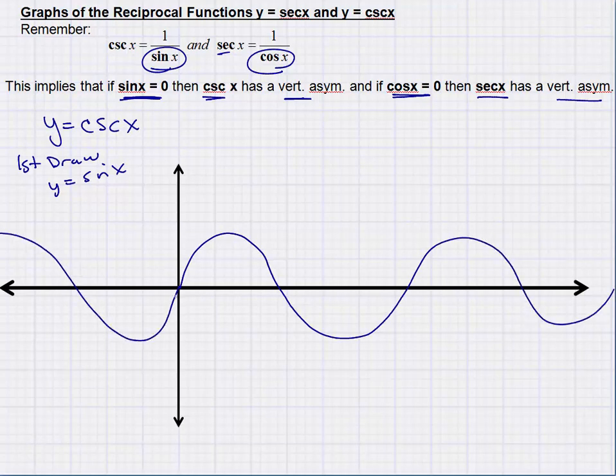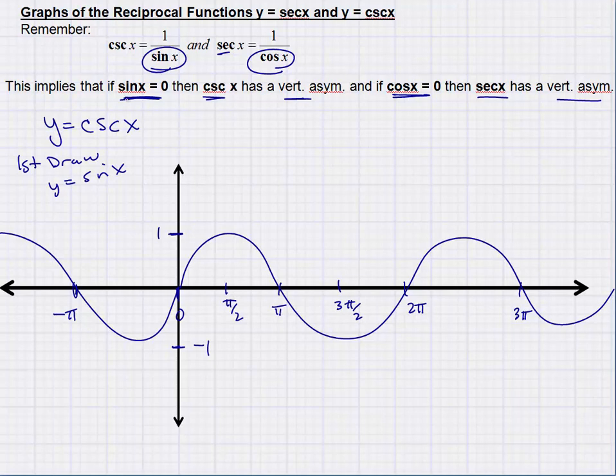That's what my sine function looks like. Here's 0, here's pi, here's 2 pi, here's 3 pi. This would be minus pi back here. Here would be pi halves. This would be 3 pi halves. Right, remember it maxes out at 1, mins out at -1. Alright, now where the sine is equal to 0 is going to be where the cosecant is undefined, or cosecant has a vertical asymptote.